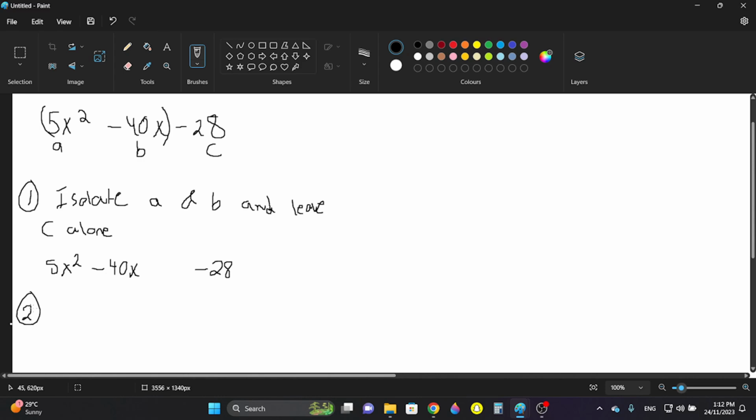The second thing you're going to want to do is factor out the coefficient of x squared, which in this case is 5. So you want to take 5 out, but we're talking about A and B only. So we're not going to touch this minus 28. We're not going to take the 5 out of minus 28. We don't need it. So how are you going to do it? You're going to do 5 out, x squared minus 8x, and we still have the minus 28 outside.